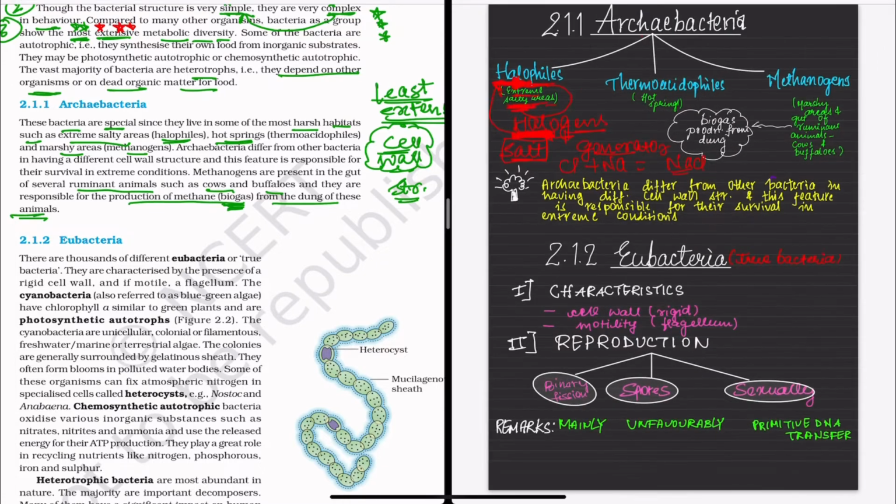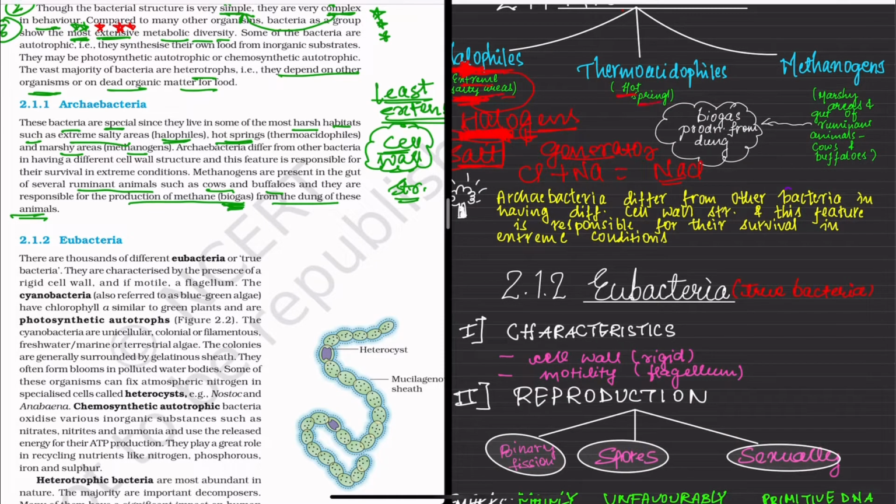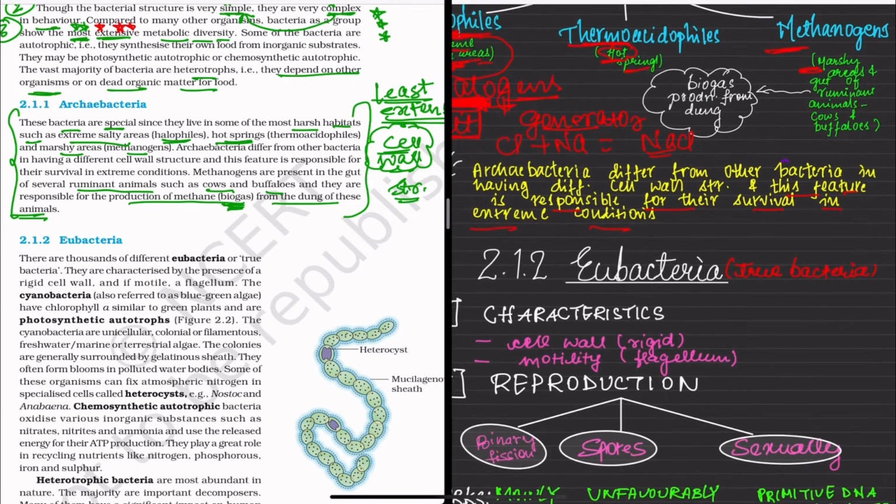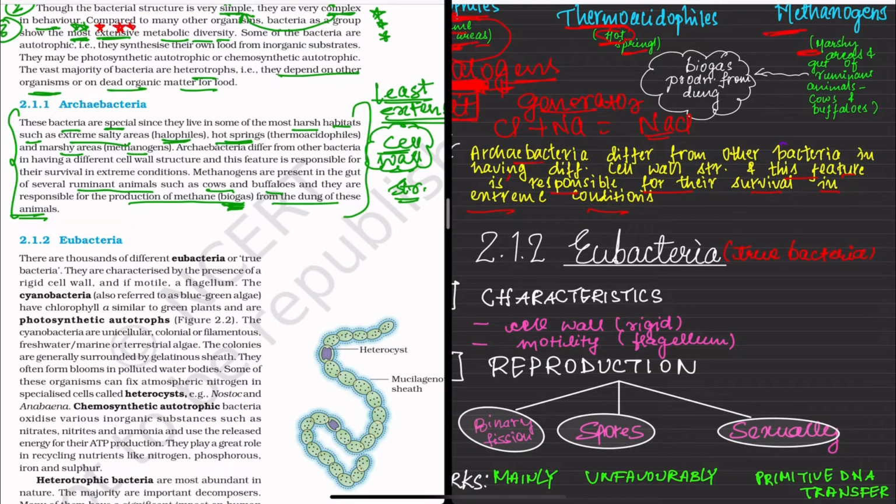Hot springs, hot, and thermo, quite easy to remember. And methanogens, marshy areas, quite easy to remember. Now this paragraph also contains a quite important point for questions, which I had highlighted in bold. Archaebacteria differ from other bacteria in having a different cell wall structure, and this feature is responsible for their survival in extreme conditions. This question is quite famous in test series. Why are archaebacteria able to live in extreme conditions? Because they have a different cell wall composition in comparison to other bacteria.